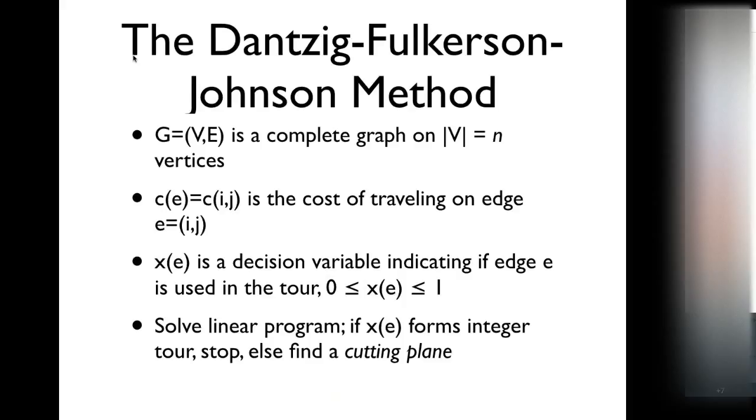So the methodology that they used is that they set up a linear program that models the traveling salesman problem. If they happen to get a solution that gives an integer tour, then they can stop and know that they're done and have found actually the optimal solution. Otherwise, they introduce something called a cutting plane. So they introduce a new constraint that's valid for all possible tours, but not valid for the current solution. So it's satisfied by all tours, but not satisfied by the current fractional solution to the linear program.